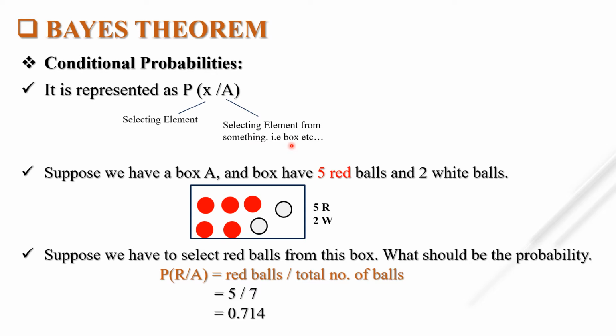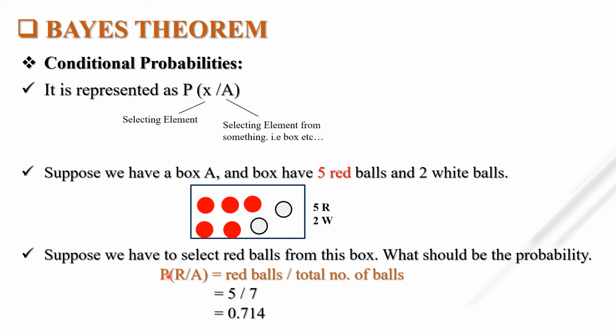Suppose we are considering the example of a box. Suppose we have a box A, and the box has 5 red balls and 2 white balls. Here is the representation. There are a total of 5 red balls and 2 white balls in the box. Suppose we have to select a red ball from this box, randomly, blindly, from the box. Then what should be the probability that you get the red ball at the first attempt?